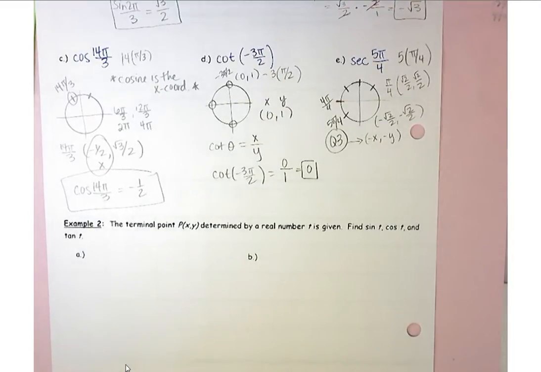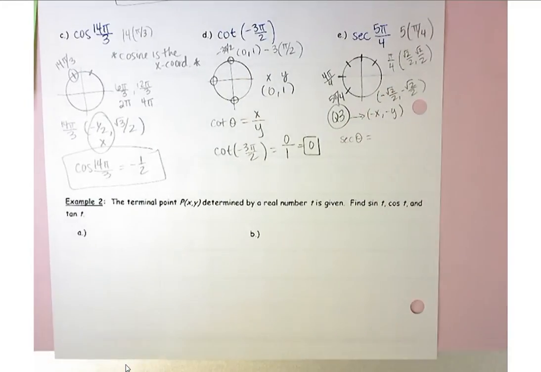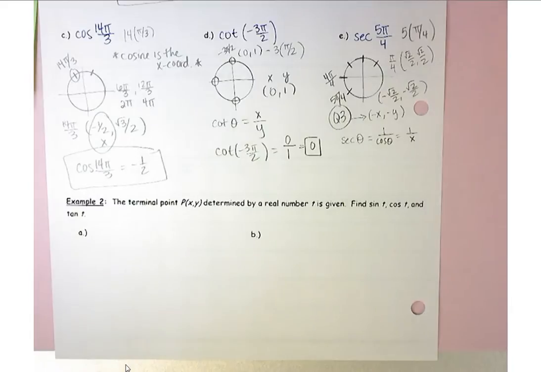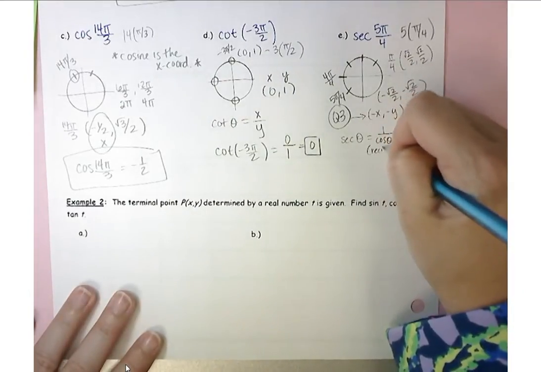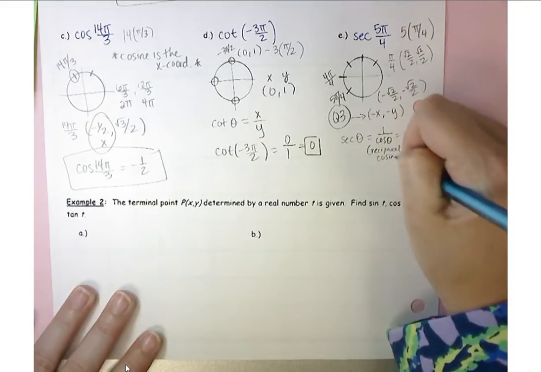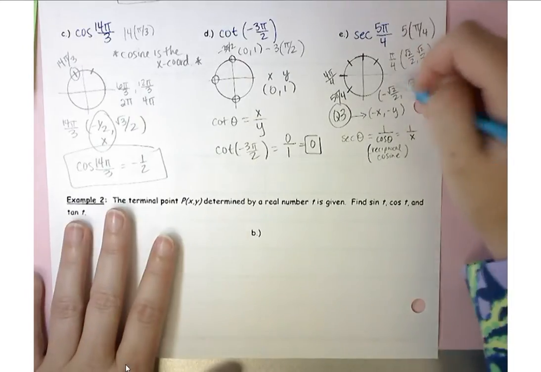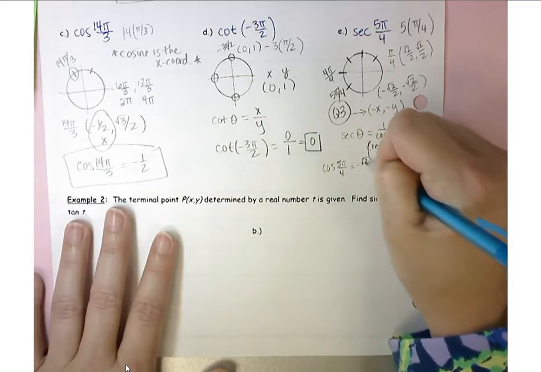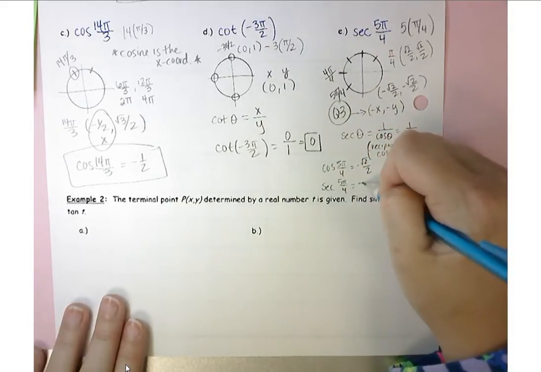So for the secant, you can think of that a couple of different ways. The secant is 1 over the cosine, or 1 over x, or it really just is the reciprocal of what? It's the reciprocal of the cosine. So I can take the cosine value: the cosine of 5 pi over 4 is negative root 2 over 2, which means the secant is negative 2 over root 2.